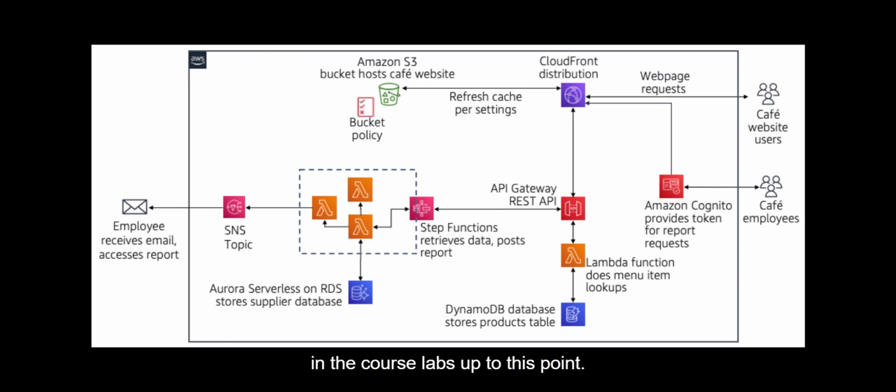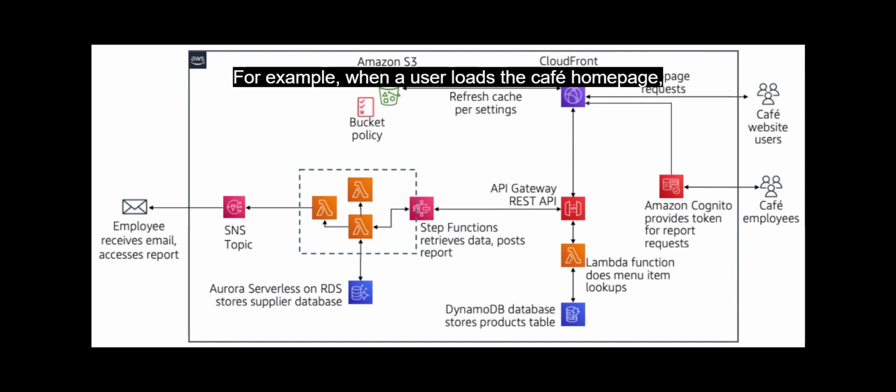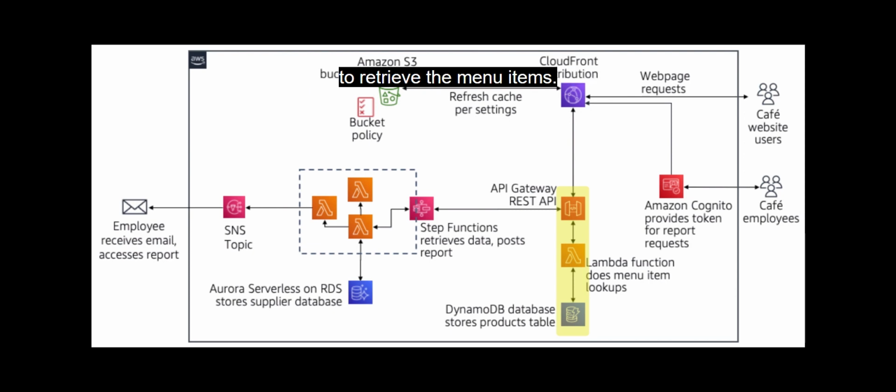In this version of the application, AWS Lambda functions have been built to be invoked when users request information on the Cafe website. These Lambda functions invoke the REST API endpoints that you created in the Lambda lab earlier in this course. For example, when a user loads the Cafe homepage, the getProducts Lambda function is invoked. It performs a lookup in Amazon DynamoDB to retrieve the menu items.